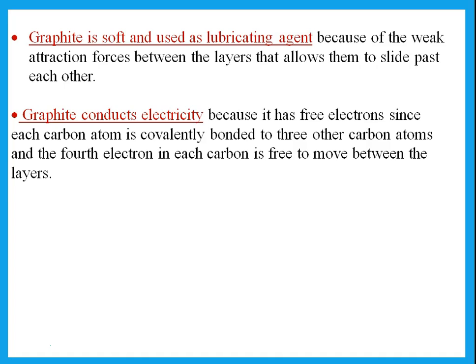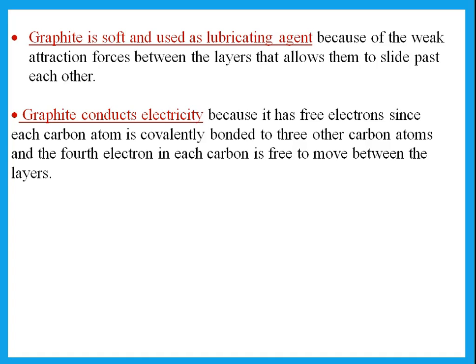Graphite conducts electricity while diamond does not. And we said, why does graphite conduct electricity? Because it has free moving what? Free moving electrons. Since each carbon atom is covalently bonded to 3 other carbon atoms, the 4th electron in each carbon is free to move between the layers. So if we say, why is it that graphite conducts electricity? Because it has free moving electrons.